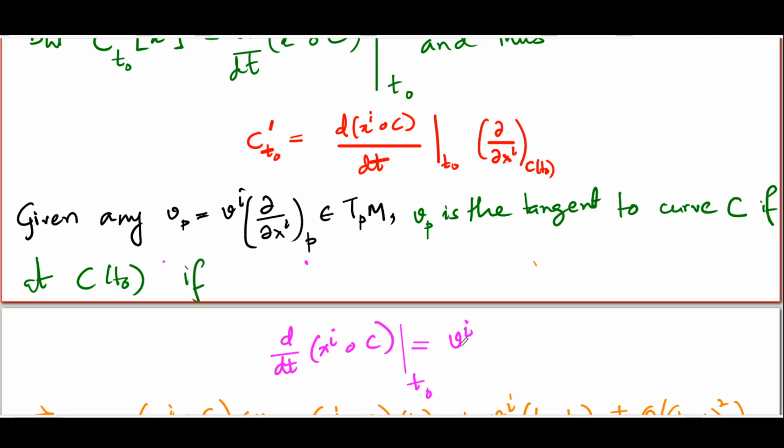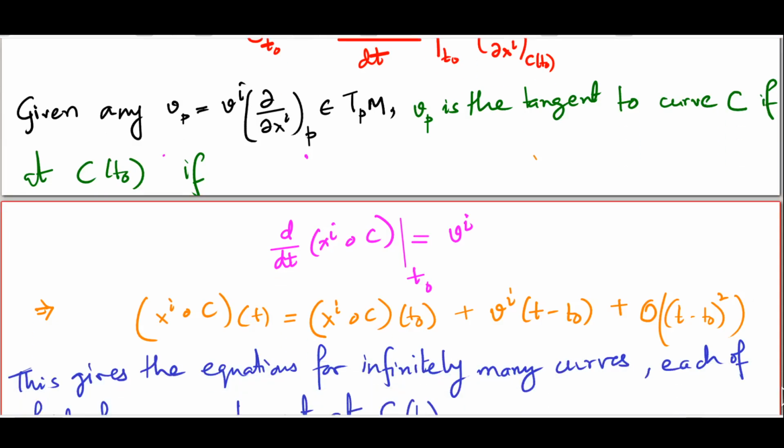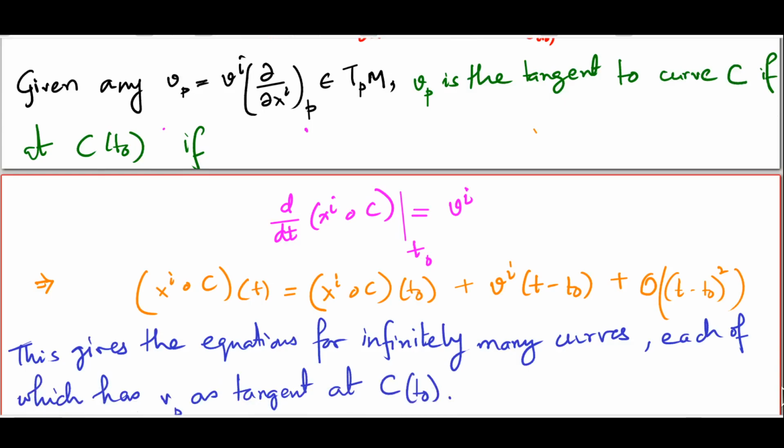Now this puts some restrictions on the function xi composite C. In other words, it tells us that the value of xi composite C at T must be equal to the value of xi composite C at T0 plus this number Vi into T minus T0. This is nothing but the Taylor series that we are using here, plus higher order terms involving higher powers of T minus T0. So this, of course, tells us that the ith coordinate of a point on the curve has to obey this equation, so there are infinitely many possible choices.